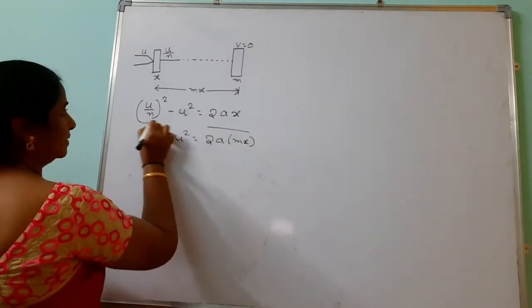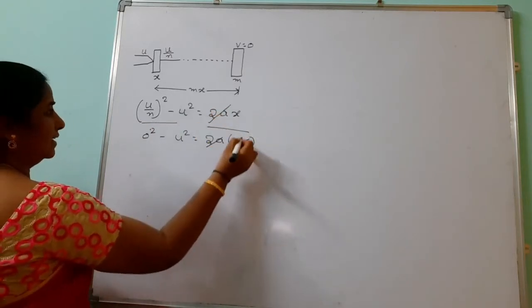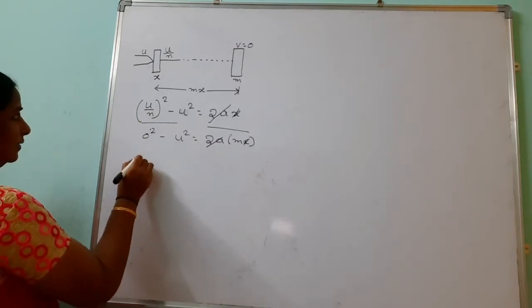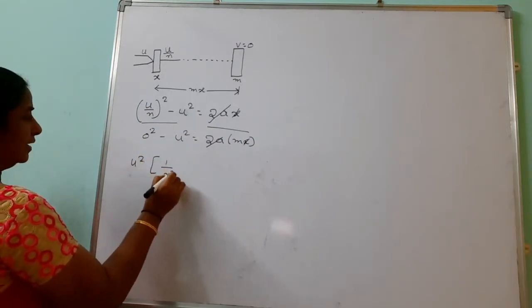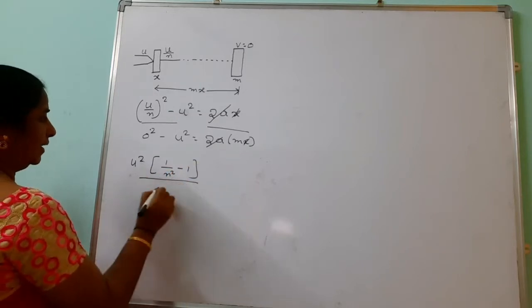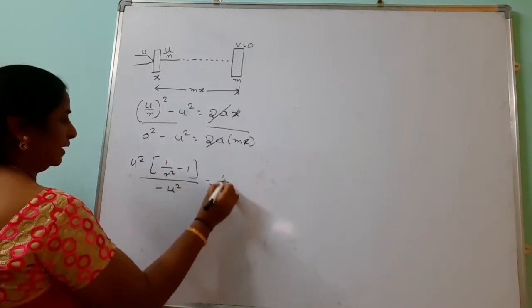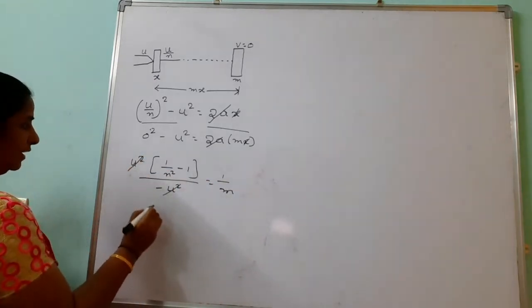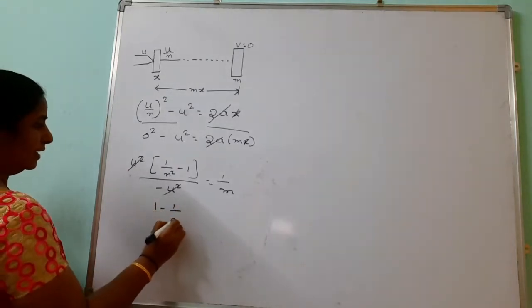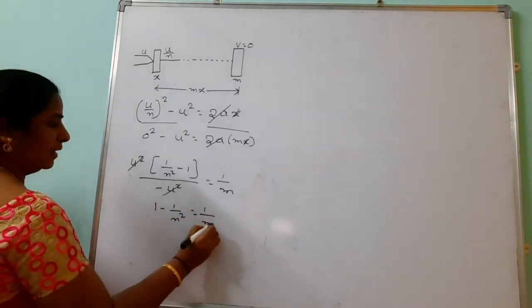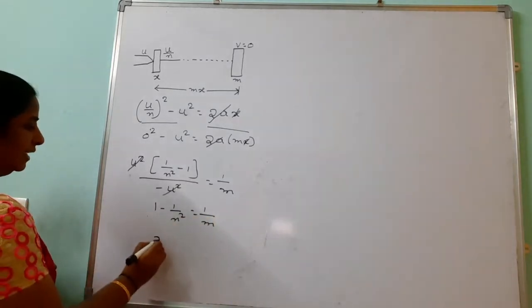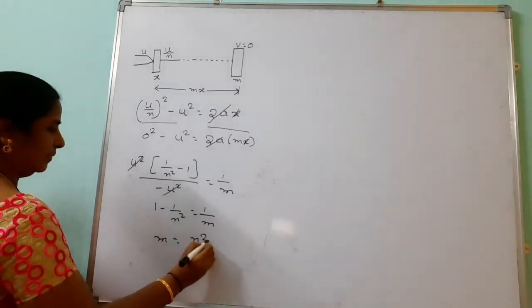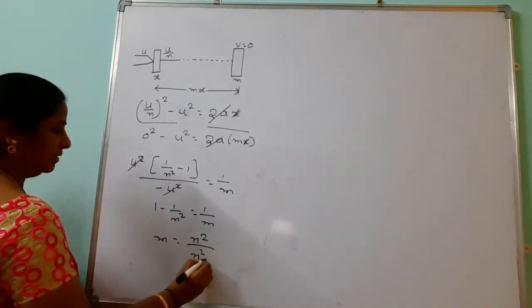Take the ratio of this. We cancel these two, and x also cancels. Here u square is common and we cancel this one. So 1 by n square minus 1 divided by minus 1 equals x by mx, that is 1 by m. When you take the minus here, you are getting 1 minus 1 by n square equals 1 by m, where m is the number of planks. After taking LCM, you are getting m equals n square by n square minus 1.